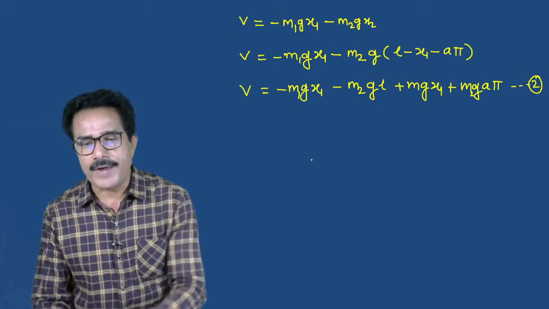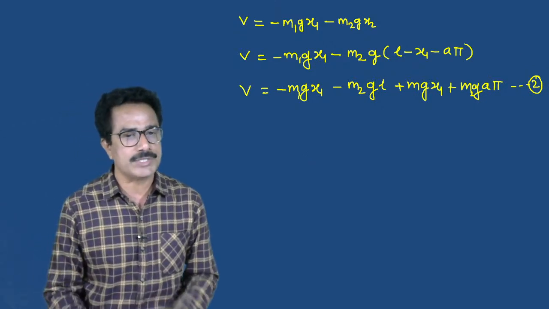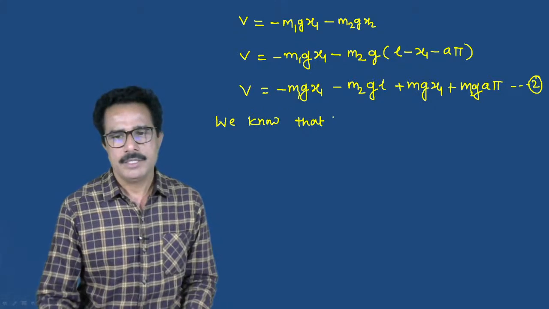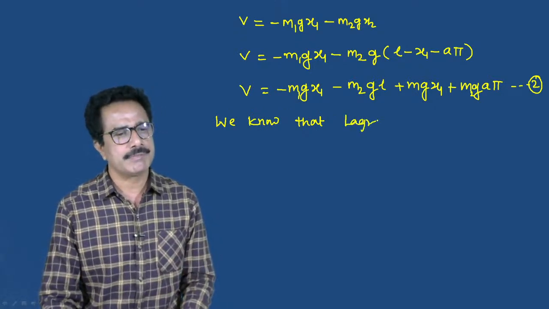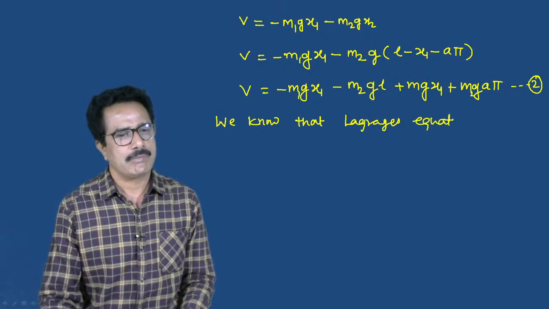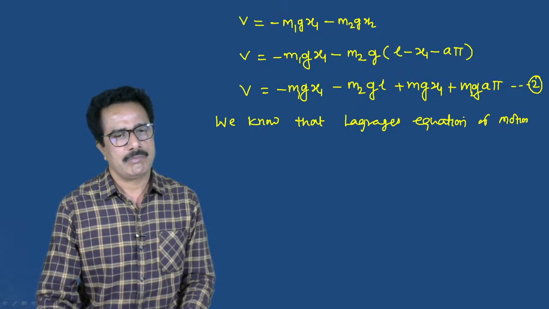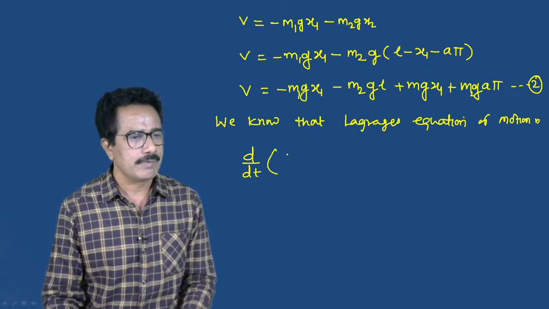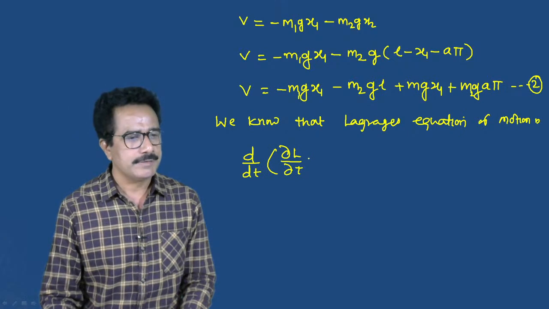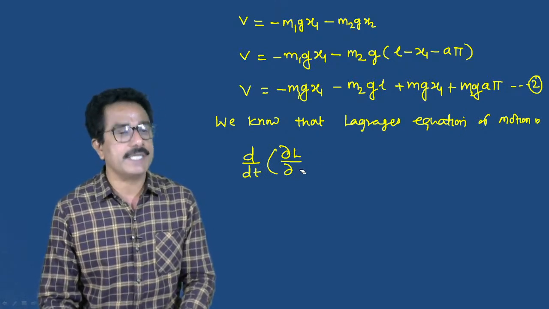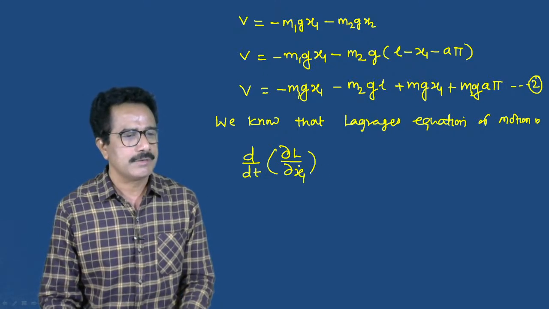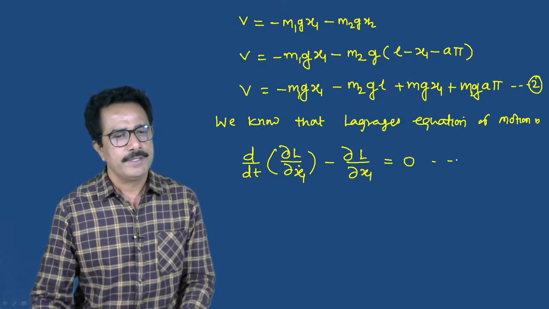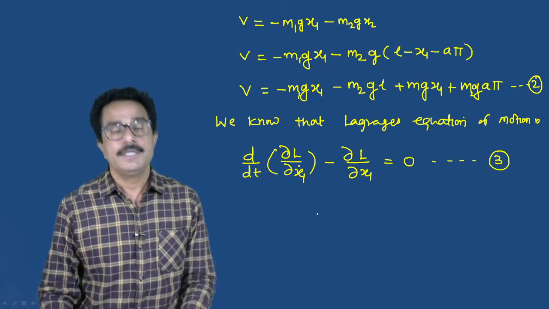Now we know that to derive the equation of motion, the Lagrange's equation of motion is d by dt of dou L divided by dou x1 dot, where the generalized coordinate is x1, minus dou L divided by dou x1, which is equal to 0. Suppose we write this as equation 3.